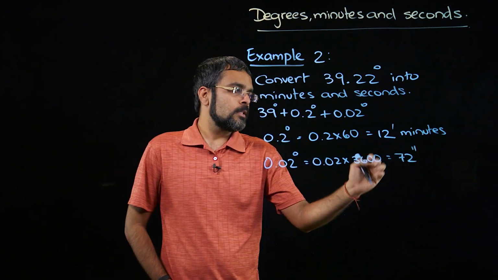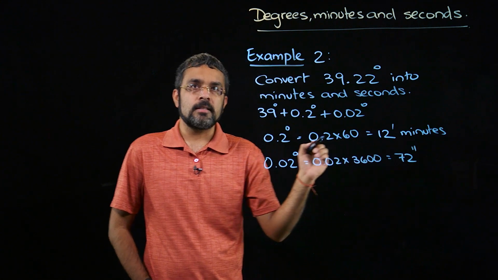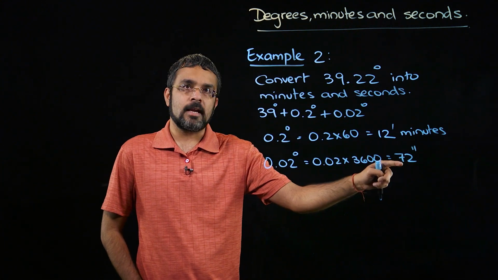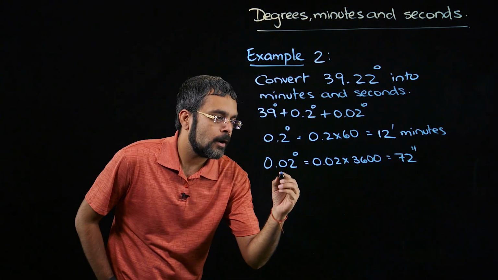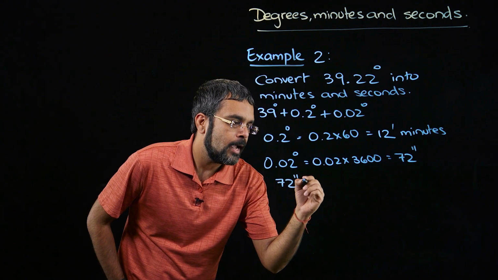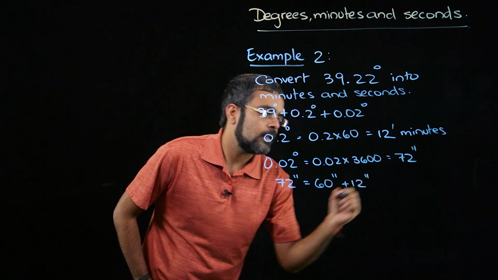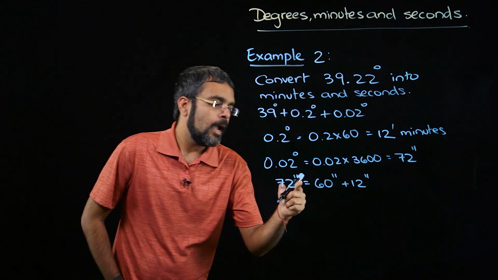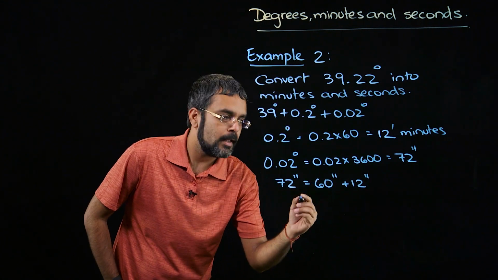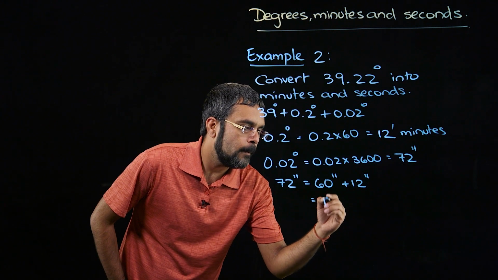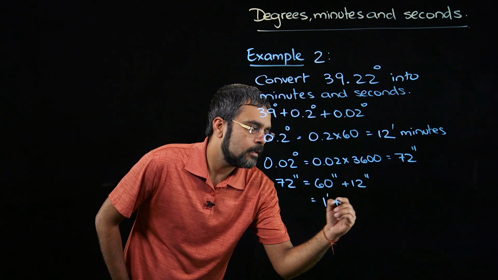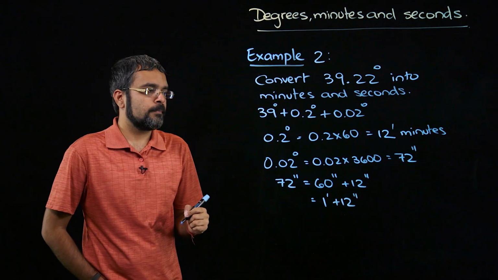But now notice here that 72 seconds is greater than 60 seconds, and we know that 60 seconds makes a minute. So I can think about my 72 seconds as 60 seconds plus 12 seconds. And so 60 seconds makes a minute, so this is nothing but 1 minute and 12 seconds.